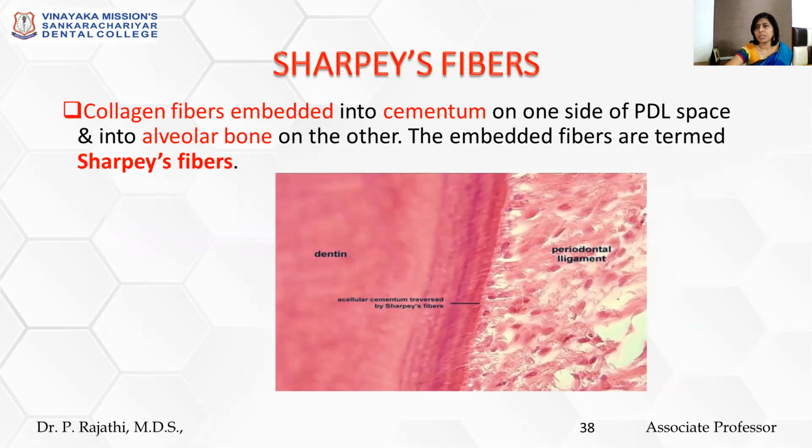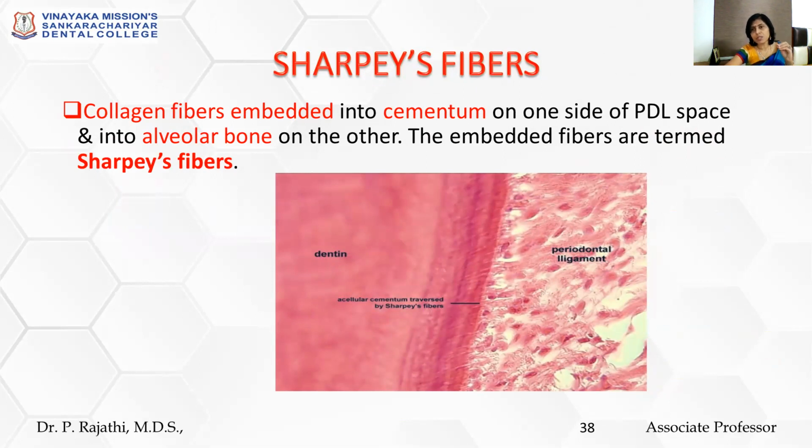I've mentioned something called Sharpey's fibers. With this, the principal fibers of the periodontal ligament are over, right? Now coming to Sharpey's fibers, what are these fibers? These are also periodontal ligament fibers only, but the terminal fibers. Where do they end? One end is embedded into the cementum, and the other end is embedded into the bone.